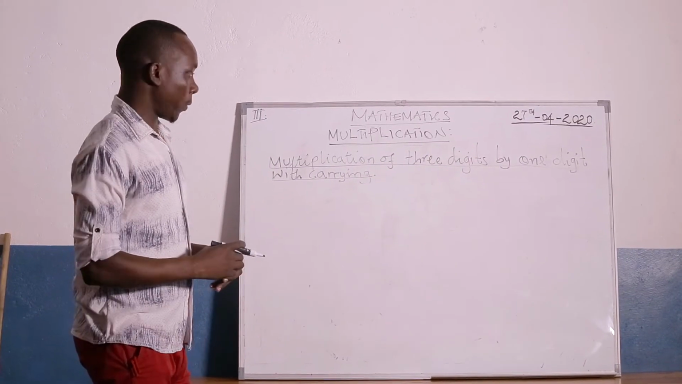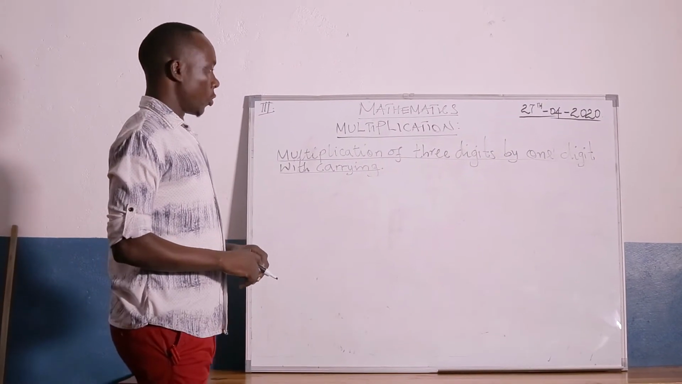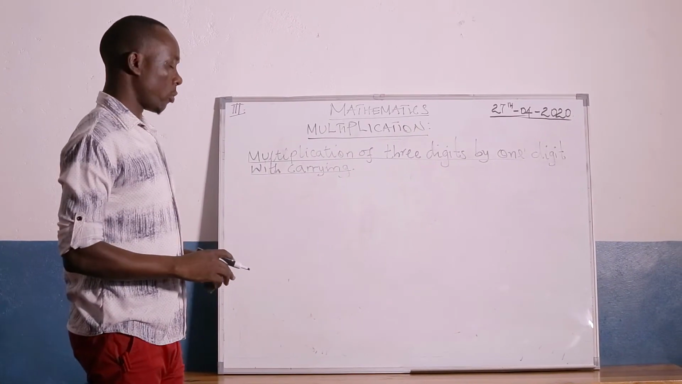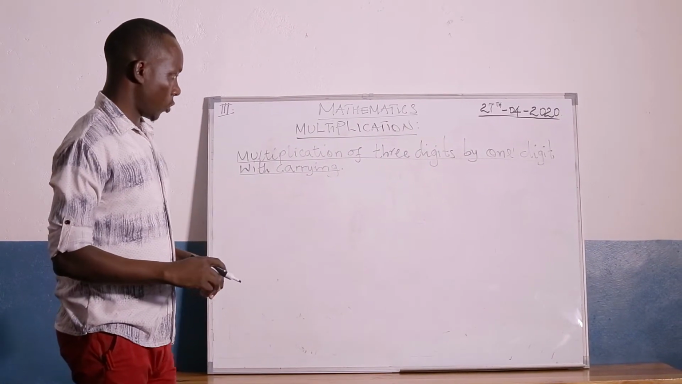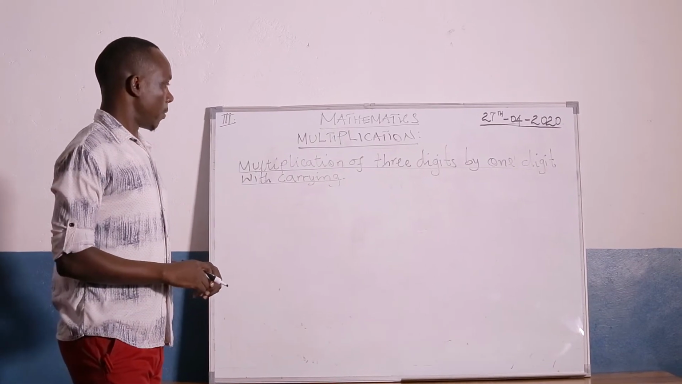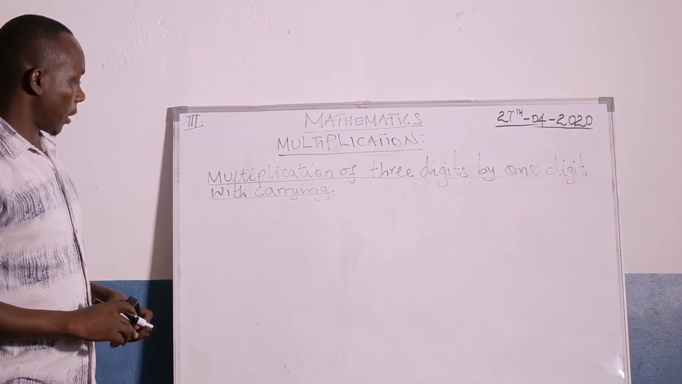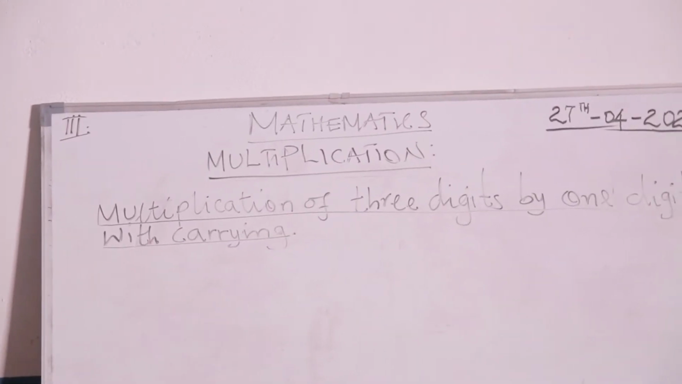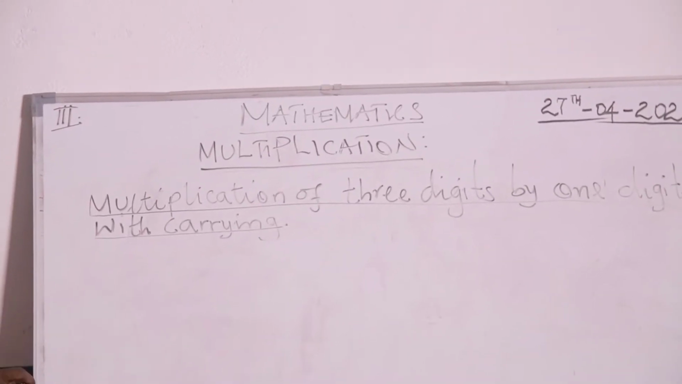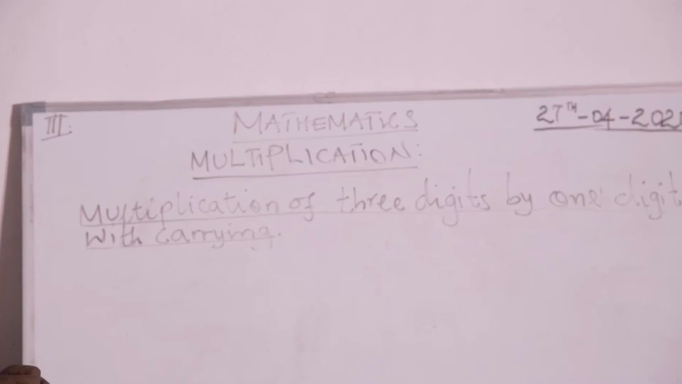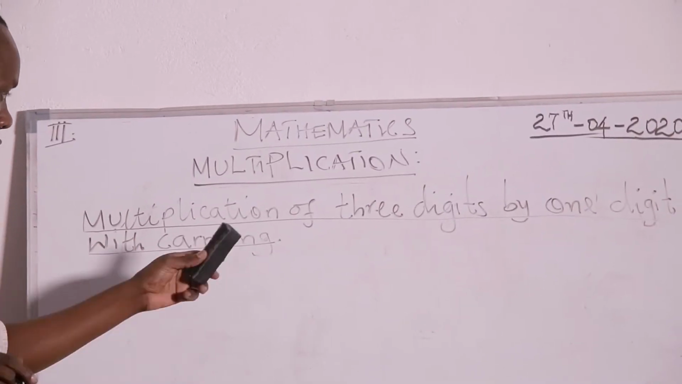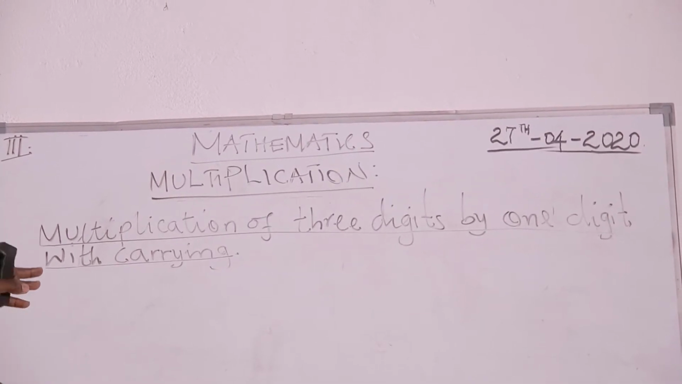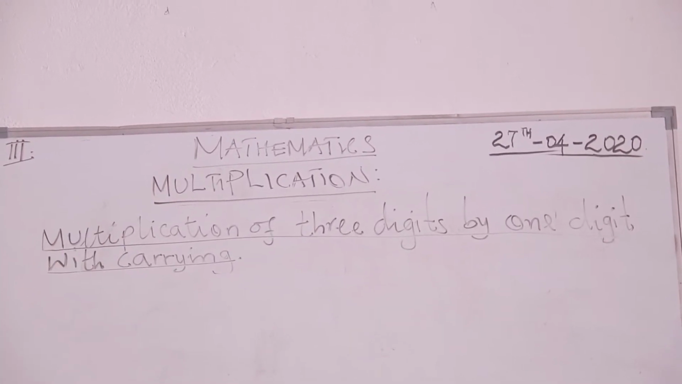Okay, pupils, today we want to look at multiplication. It is a continuation of what we talked about last time. Last time we were talking about multiplication of 2 digits by 1 digit with carrying. Now today we want to talk about multiplication of 3 digits by 1 digit with carrying.